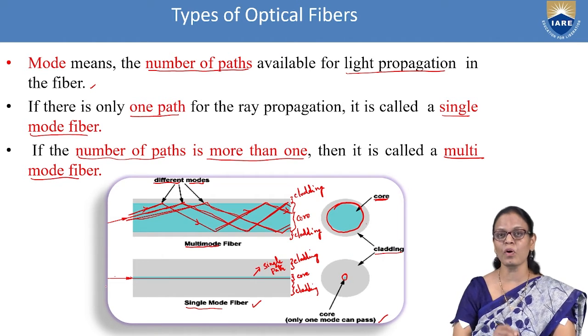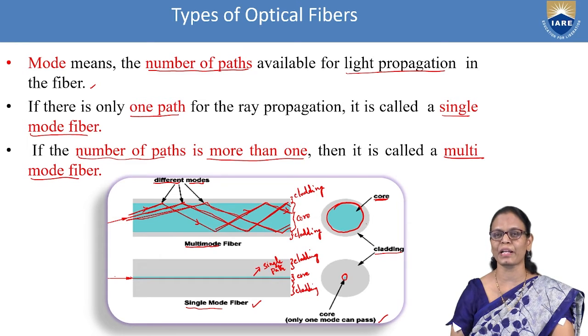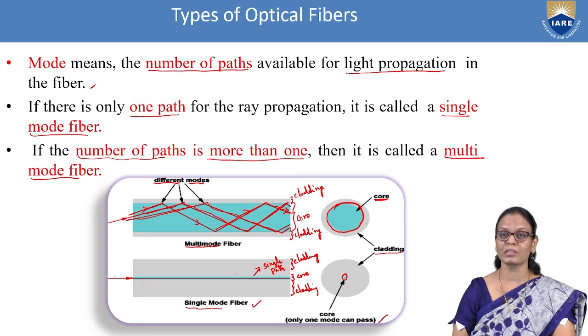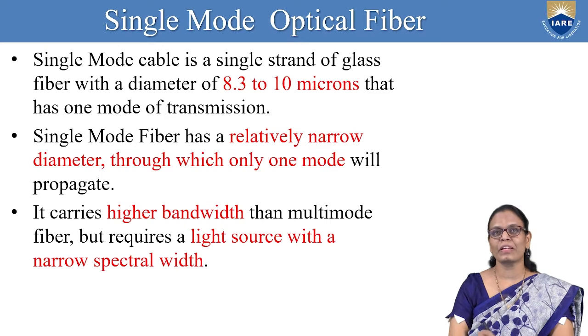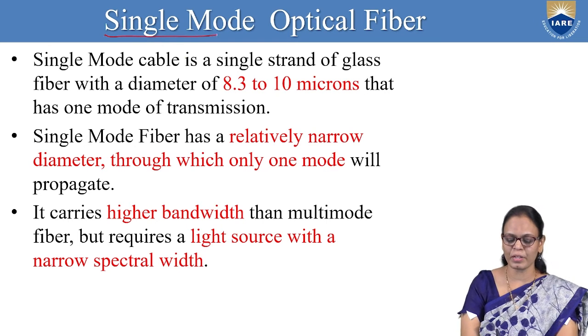So in single mode fiber, there is only one path for propagation of the signal or the light which carries the signal. And in multimode, we have many paths. Many means more than one. Because it is traveling in many modes, we need a core whose diameter is very large. So this is the diameter of the core for multimode fiber. Now we'll discuss the single mode fiber in detail.